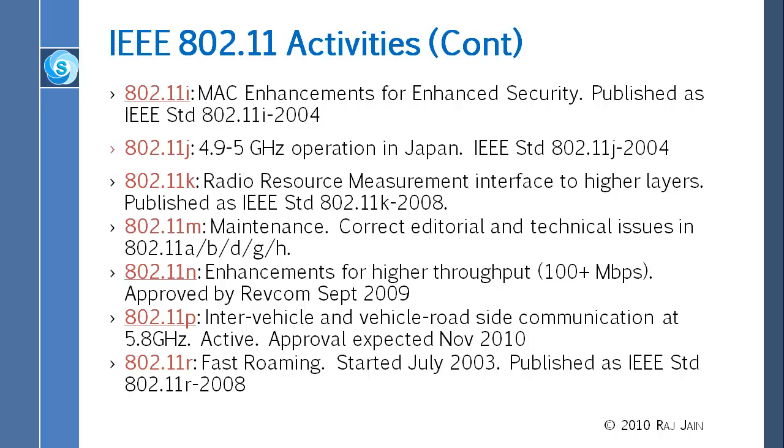When you're driving in the car, you could get the information from the roadside post, which might have some information about what is the next exit, next restaurant, next gas station, and so on and so forth. That is P. Then there is R for fast roaming. Fast roaming is basically going from one station, one access point to the next access point without losing the connection.